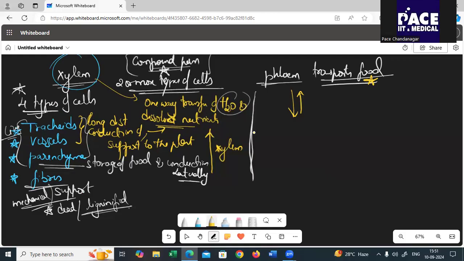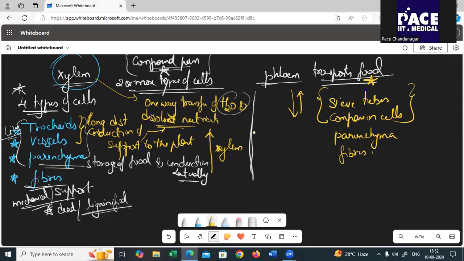Stored, and again it wants parenchyma also. Yes, it does have this parenchyma as well. It has got four types, which are sieve tubes, companion cells, phloem parenchyma, and phloem fibers. Okay, sieve tubes and companion cells are just acting as your long distance conductors.